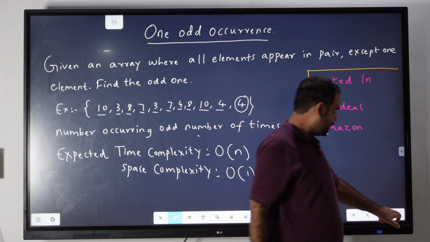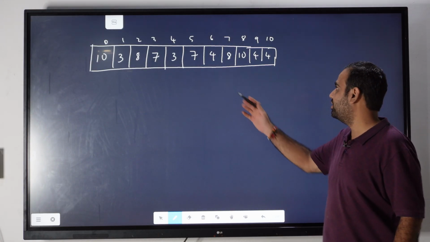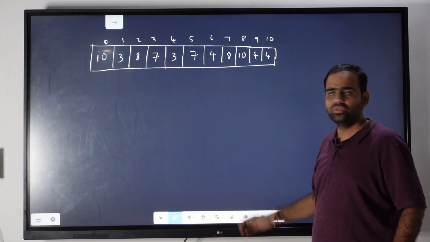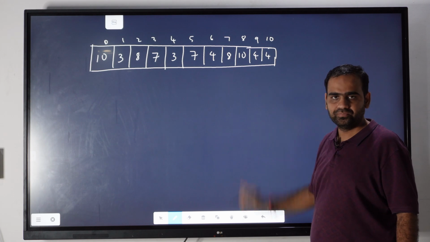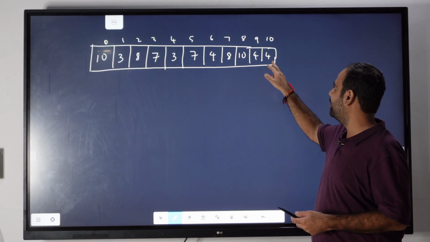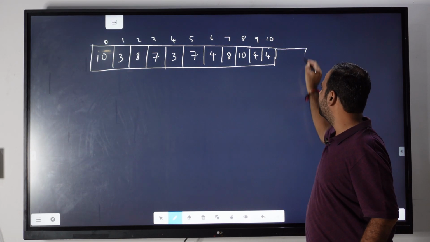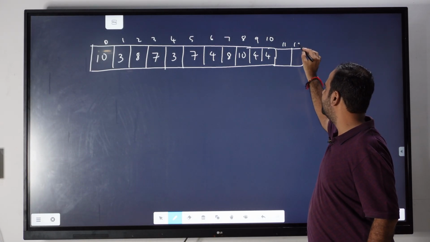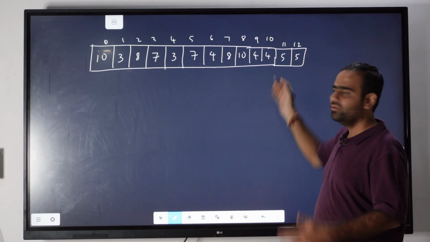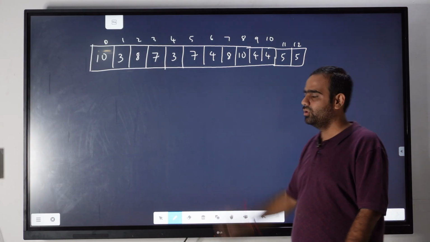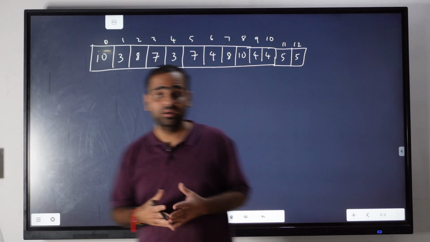Now, let us see how we solve this. This is the same array given, and we know that the answer here is 4. The answer may not always be at the end, it might have another 2 elements, for example 5 and 5. 5 also appears in pair, but 4 does not appear in pair.